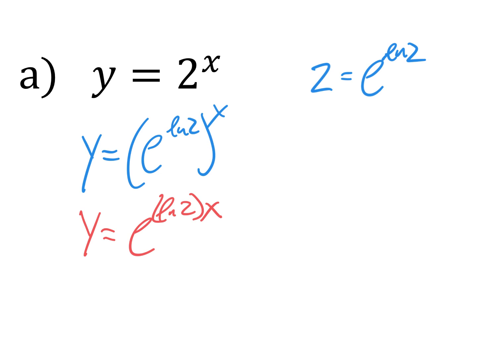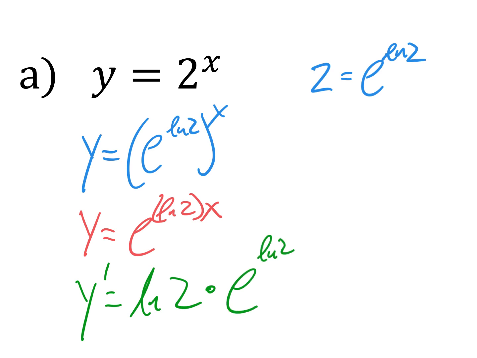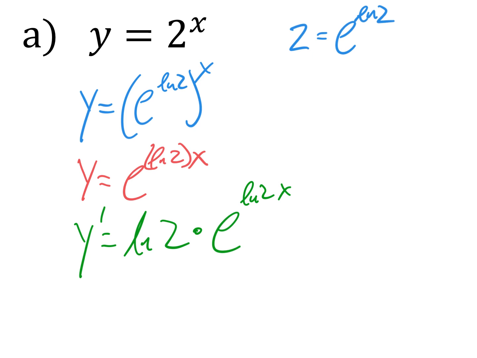Now let's take the derivative. We're ready for the derivative. y prime, well, this is e to the u, so we're going to use the chain rule. The derivative of u, the derivative of that top stuff, well, what is the derivative of the natural log of 2 times x? That's just the natural log of 2, because natural log of 2 is really just a constant, times the derivative of the outside. Well, the derivative of the outside is e to the natural log of 2 times x, because e to the u is e to the u.